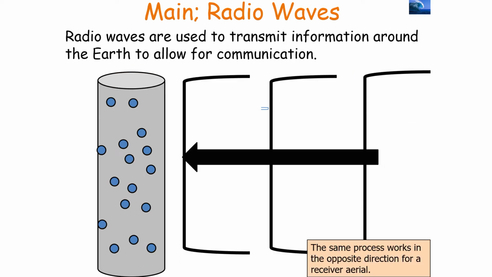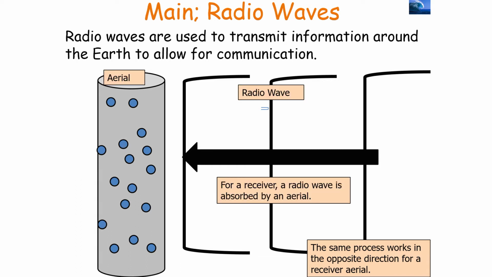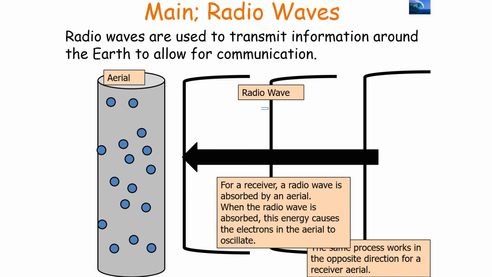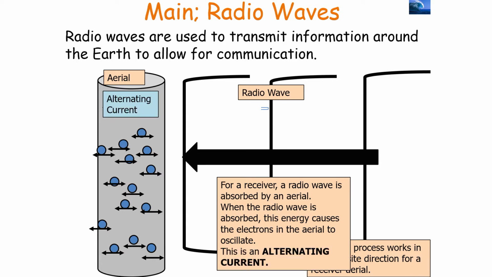Now note, this process also works in the other direction as well. So say for example a receiver aerial absorbs a radio wave. Well, when the radio wave is absorbed, this deposits energy into the aerial and causes the electrons in the aerial to oscillate backwards and forwards, producing an alternating current.